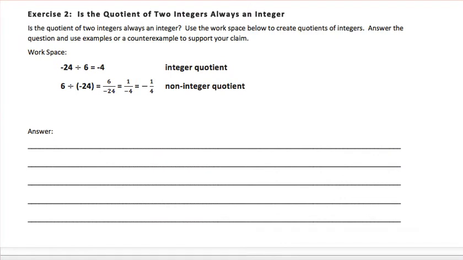I've proven no, quotients of integers are not always integers. In my first example above, negative 24 divided by 6 yields an integer quotient of negative 4. However, when I switch the divisor and the dividend, the quotient divides a number with a smaller absolute value, that's 6, by a number with a greater absolute value, which is negative 24, making the quotient a rational number between negative 1 and 1. In other words, a number that is smaller than 1.